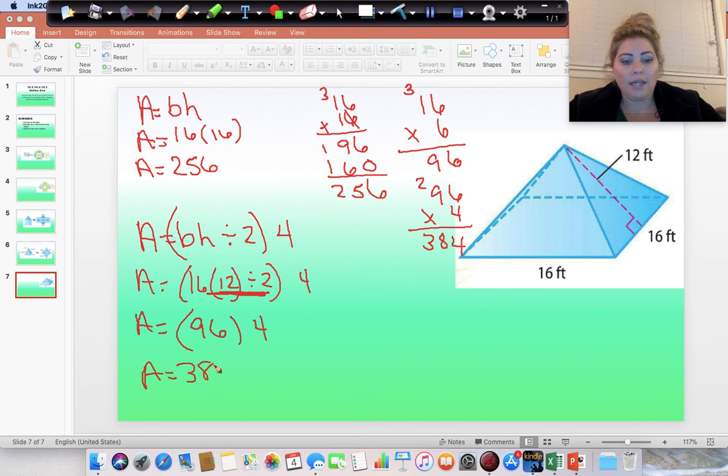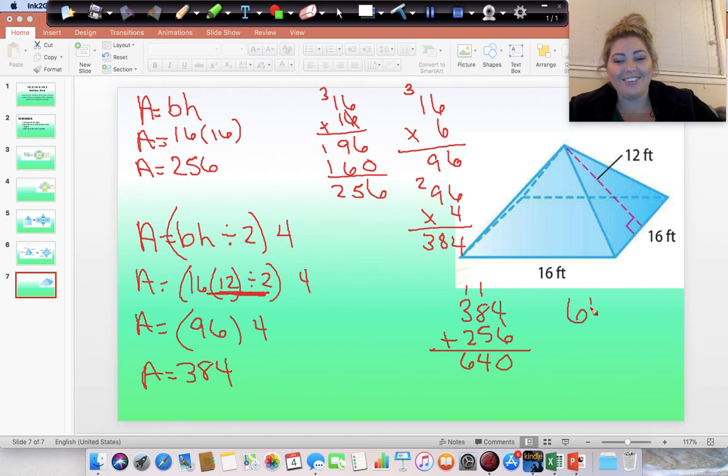So we need to add together 384 and 256. 6 and 4 is 10. 1 and 8 is 9, plus 5 is 14. 1 and 3 is 4, plus 2 is 6. So our answer is 640 feet.